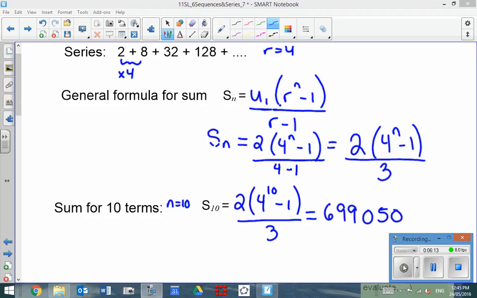So my final answer for this one is 699,050 for the sum of the first 10 terms in this series.